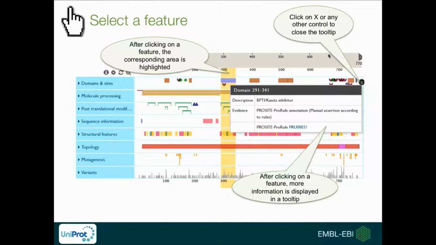So let's see now how to select a feature. In order to select a feature, you just have to click on it, as simple as that. And as soon as you do that, a tooltip will be opened with more information. The information that is displayed in this tooltip, of course, depends on the information that is available about this feature in the UniProt database. So for some of them, we will have more information than for some others. The information is the same that we are displaying within the table in the entry. You can get rid of this tooltip at any time by clicking on the X or just clicking somewhere else in the feature viewer. The tooltip just will go away.